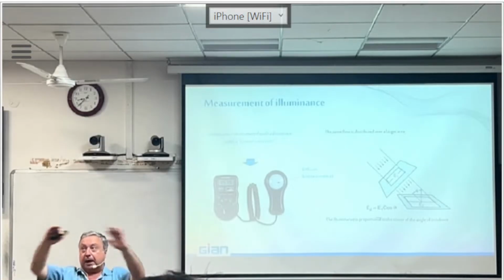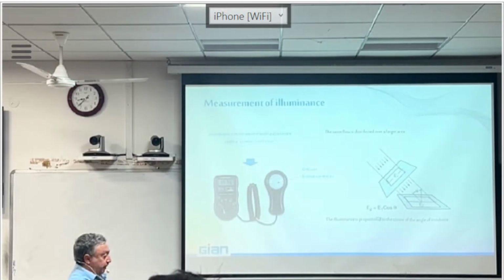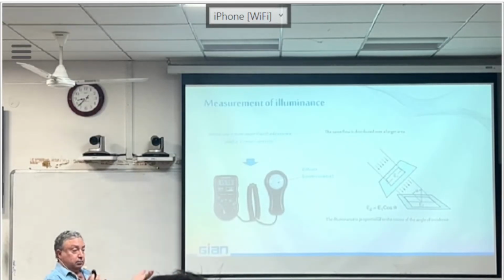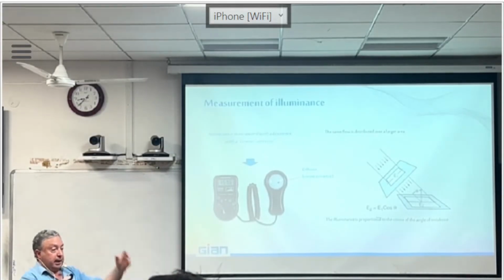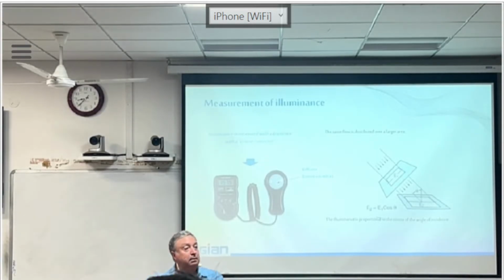But lighting comes from all directions, and we need to correct this cosine incidence. You do that by using an opaline cosine corrector in order to collect the light from all directions and send it uniformly to the detector. An instrument like that you can find from, say, 10, 20, 30 euros.